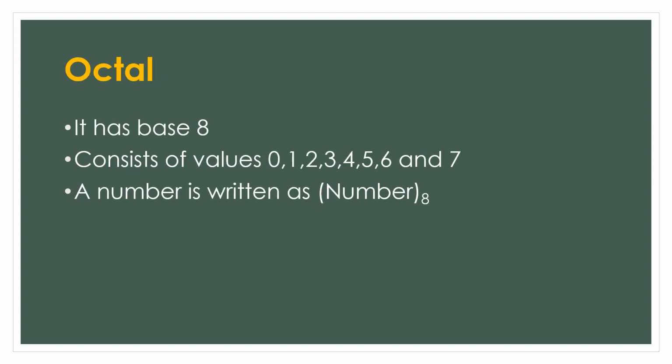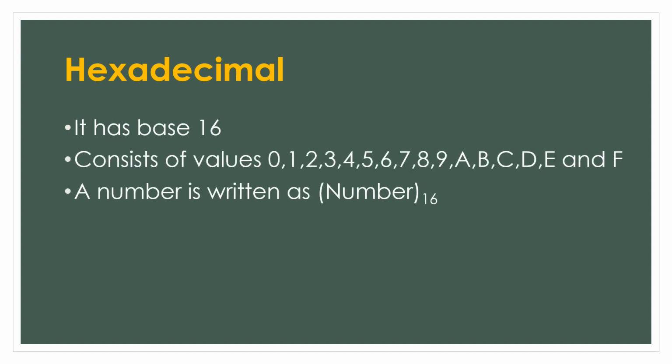Octal system has base 8 and consists of values 0, 1, 2, 3, 4, 5, 6 and 7. A number is written as number with subscript 8. The hexadecimal system has base 16 and consists of numbers 0, 1, 2, 3, 4, 5, 6, 7, 8, 9 and the letters A, B, C, D, E and F. A number is written as number with subscript 16.